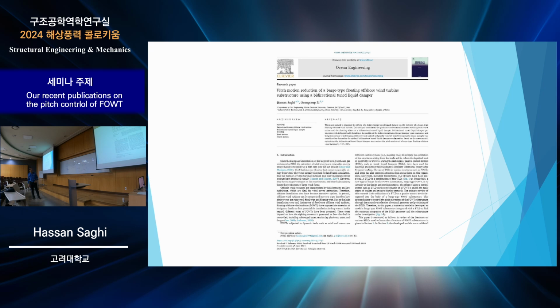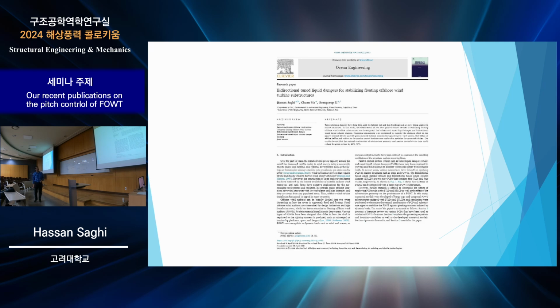Okay, this is our first published paper in Ocean Engineering, titled Pitch Motion Reduction of a Barge-Type Floating Offshore Wind Turbine Substructure Using Bidirectional Liquid Dampers. And this is the second paper, Bidirectional Liquid Damper for Stabilizing Floating Offshore Wind Turbine Substructures.